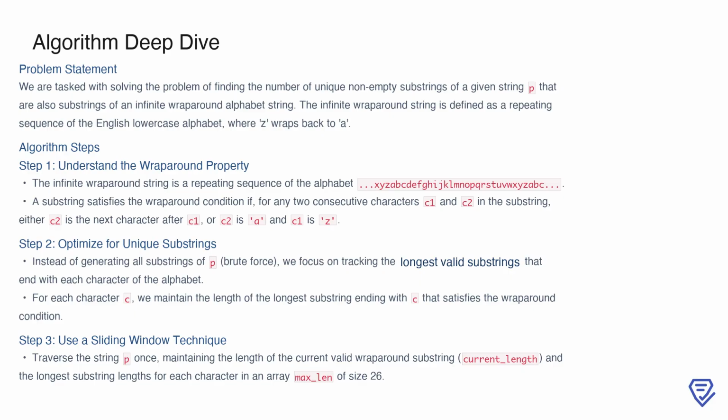Instead of using brute force to generate all substrings, which would be computationally expensive, we take a smarter approach. Specifically, we track the longest valid substrings ending with each character, as this gives us all the unique substrings in a more efficient way. This idea is the core of our optimization. We'll achieve this by using a sliding window technique, which allows us to traverse the string efficiently while maintaining the length of the current valid substring and updating a record of the longest substrings for each character in the alphabet.